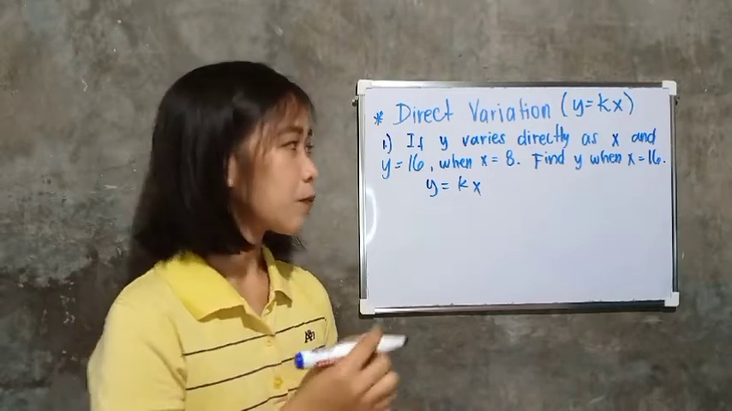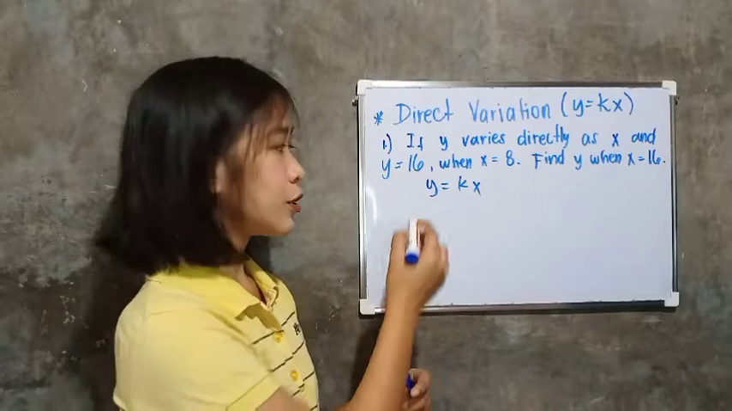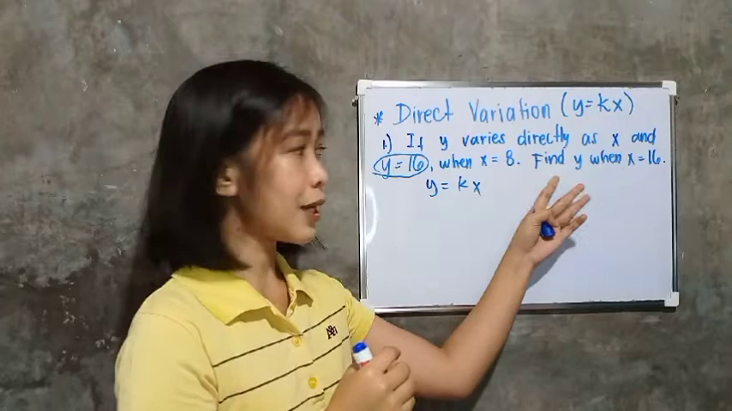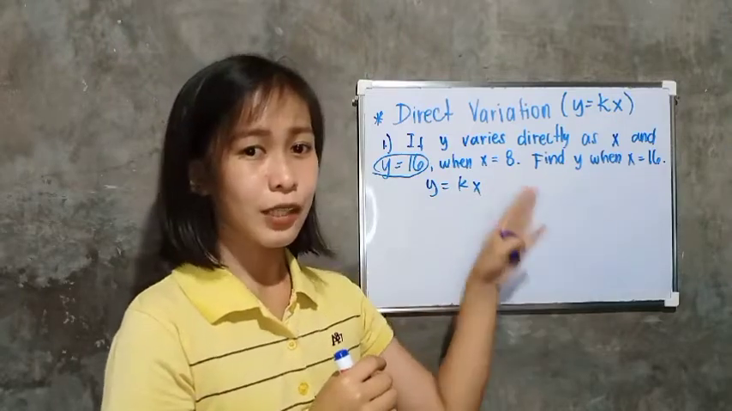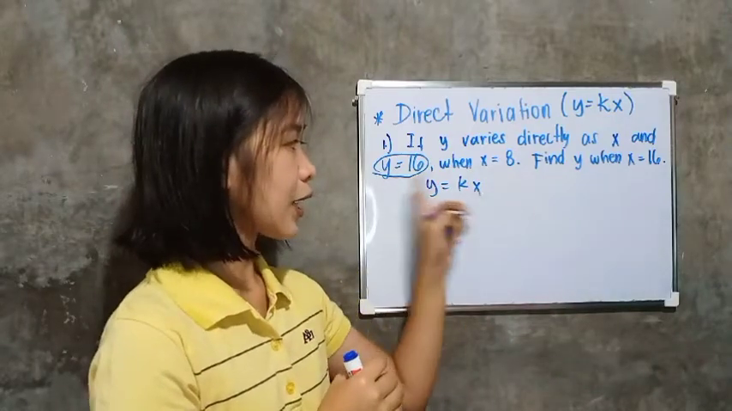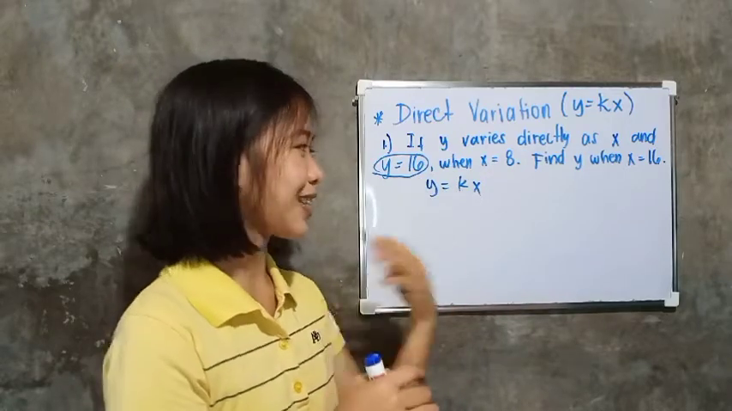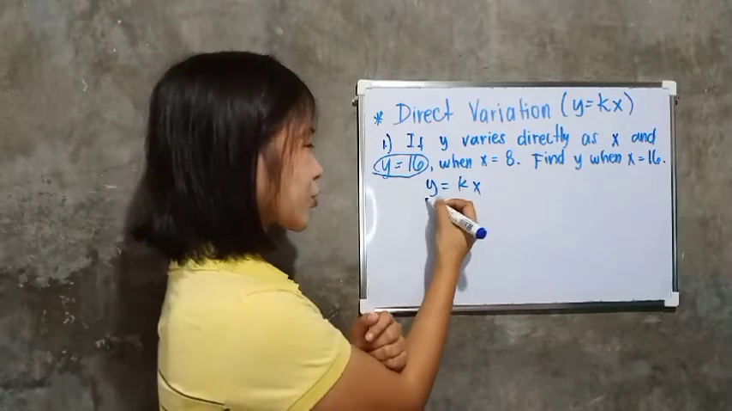Hanapin natin si k. So, we have y. Ano bang value ni y? Etong 16. So, wag muna nating pakialaman si find y when x is equal to 16. Unahin natin ito kasi dito natin mahanap si k. Okay? Sana all mahanap si k. Char.